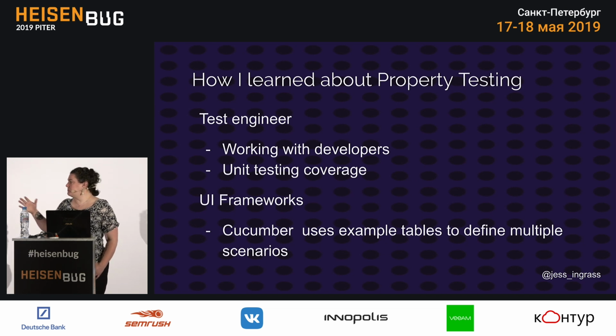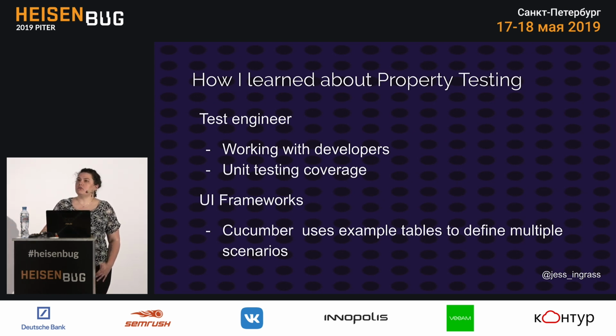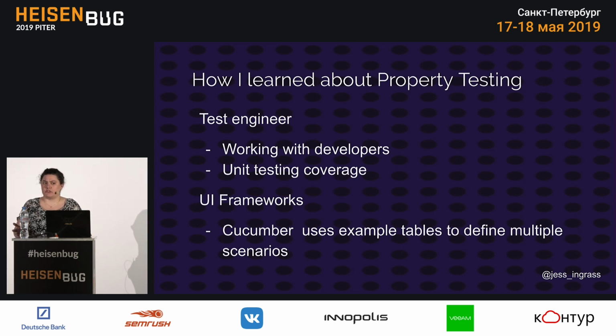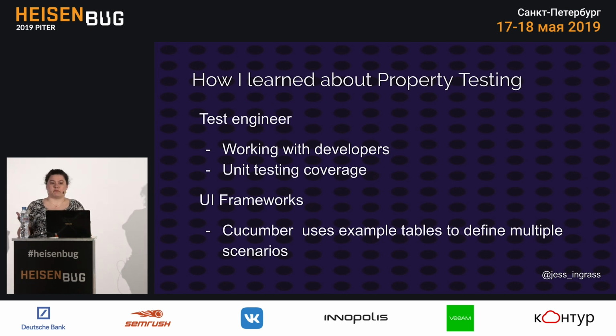So some of the things that I got to thinking about were some of the UI frameworks that I've used in testing. So, I thought, well, Cucumber uses example tables to define multiple scenarios for UI testing, so it doesn't seem so strange to have property testing actually also do something similar.